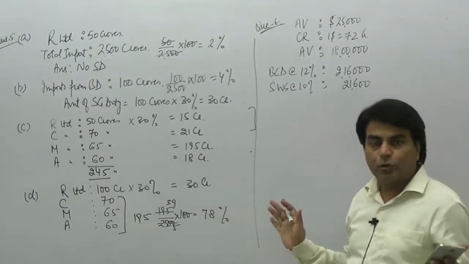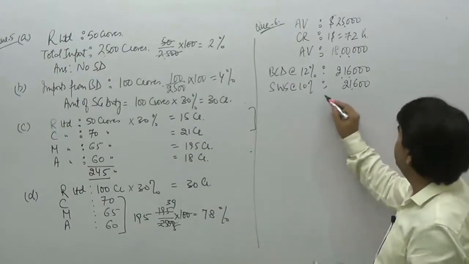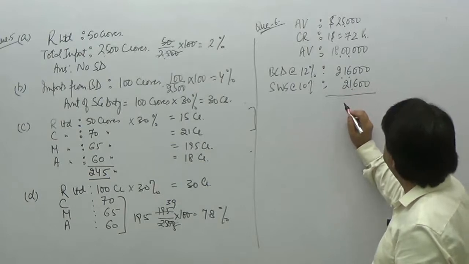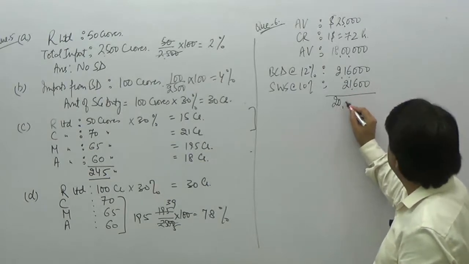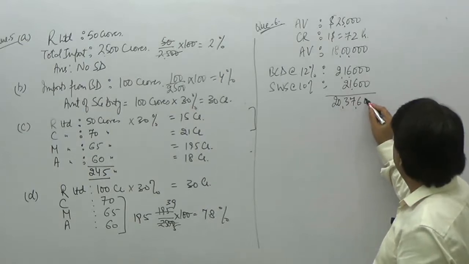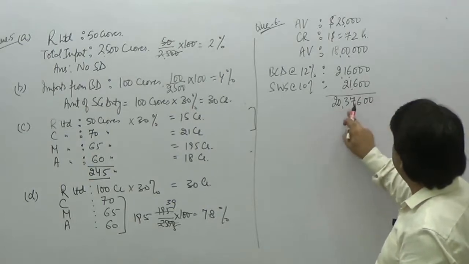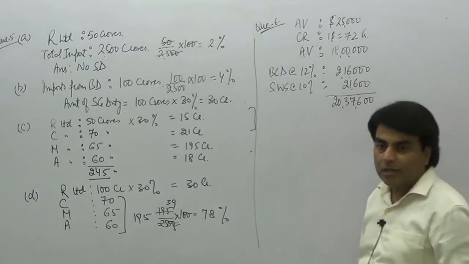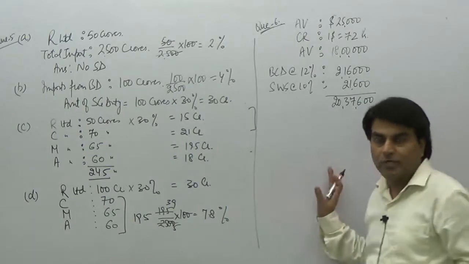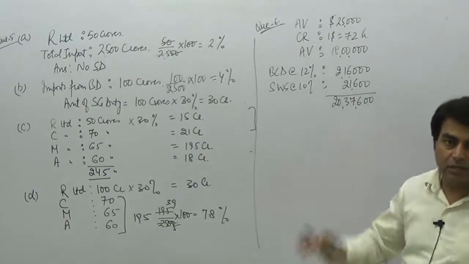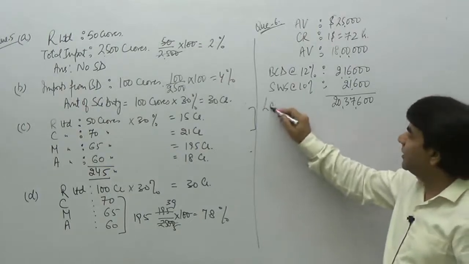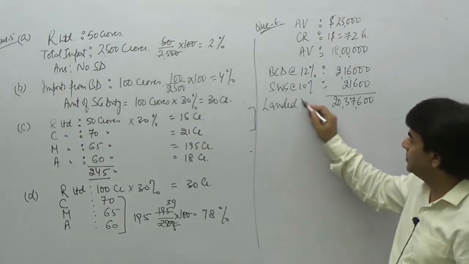So far, no problem. Now make a total of this here. This plus this plus this would be 20 lakhs 37,600. Now this value, when you have applied the basic custom duty as well as the surcharge, is called the landed value or the landed cost.